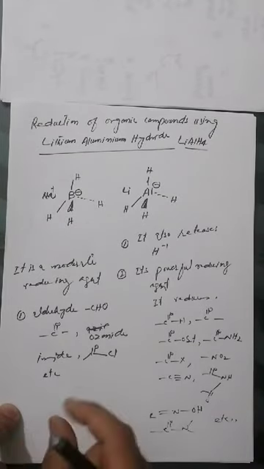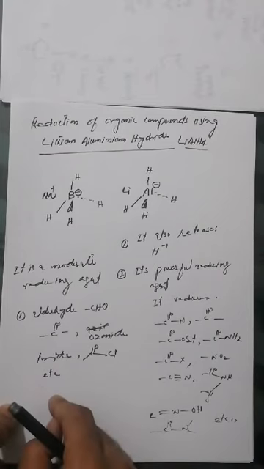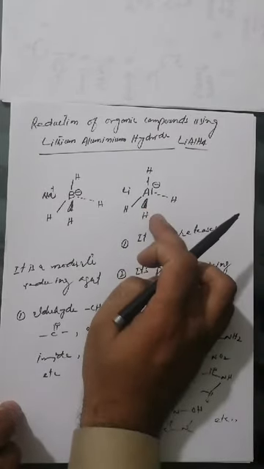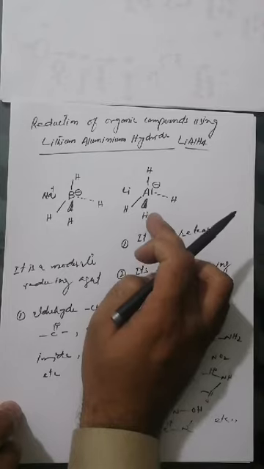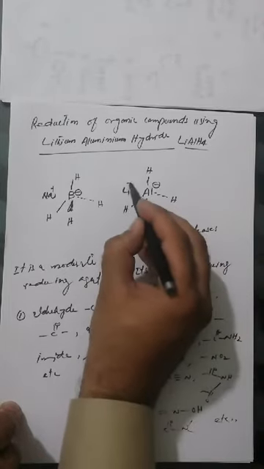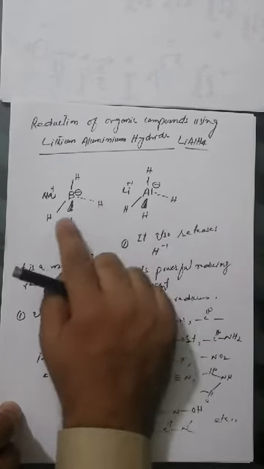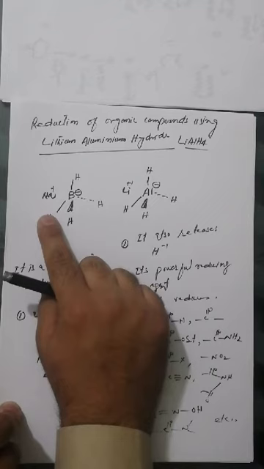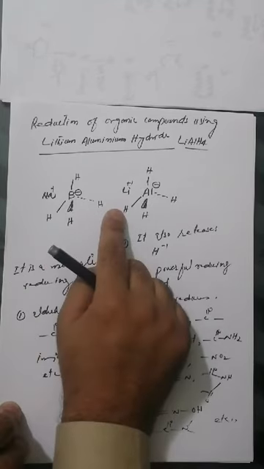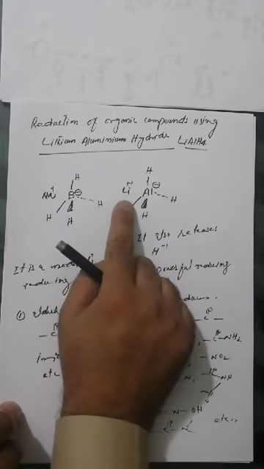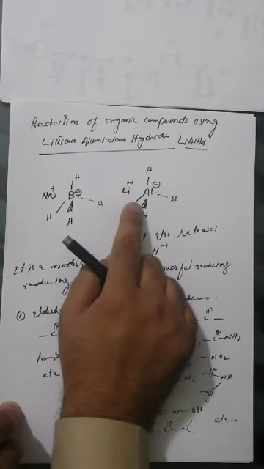Now, why is it a good reducing agent? Last time I have explained this. Now I'm going to add a few more words about the reducing power of lithium aluminum hydride. The first point of difference between these two is the counter ion. This is sodium, and here we have lithium. Lithium has more charge density as compared to sodium.